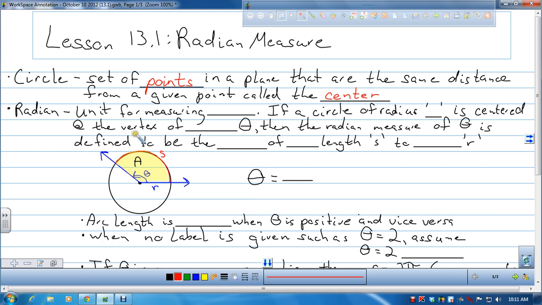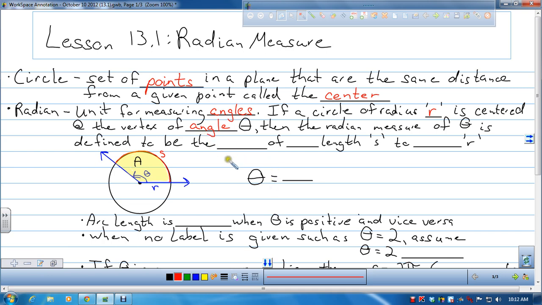A radian, a measure in radians, feeds off of this idea of a circle. So this is a unit for measuring angles. If a circle of radius r is centered at the vertex of angle theta, and we're going to talk about this as being theta here, then the radian measure of theta is going to be defined by this.